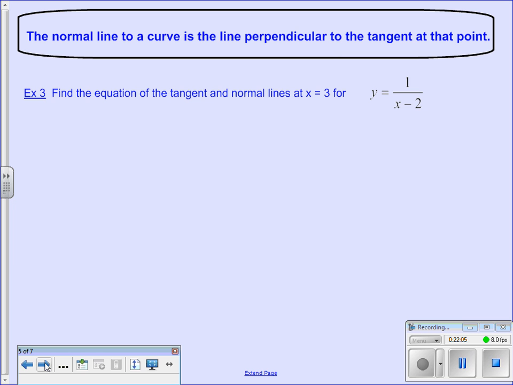Now, the normal line, and I talked about the normal line briefly. The normal line is the line perpendicular to the tangent at that point. Example number 3. Find the equation of the tangent line and the normal line for the curve y equals 1 over x minus 2 at x equals 3.